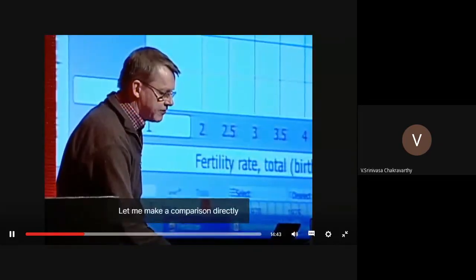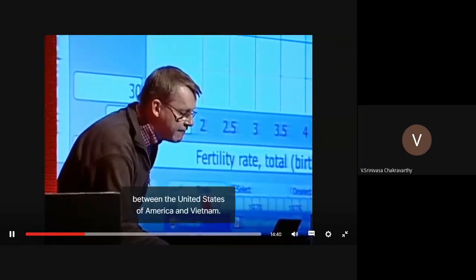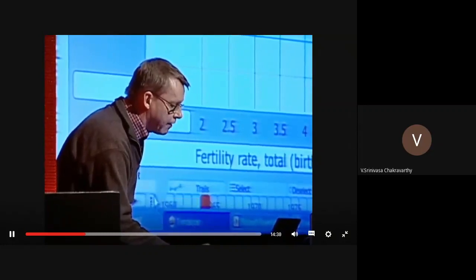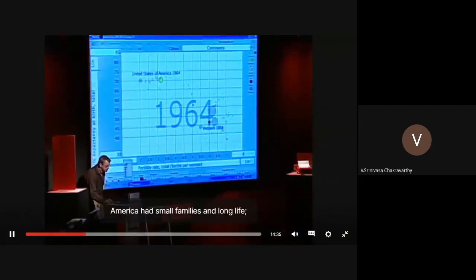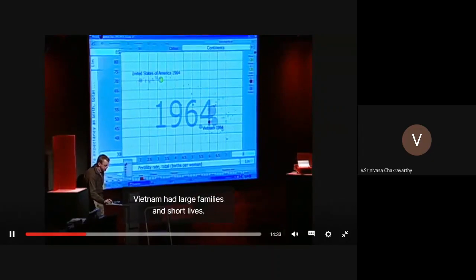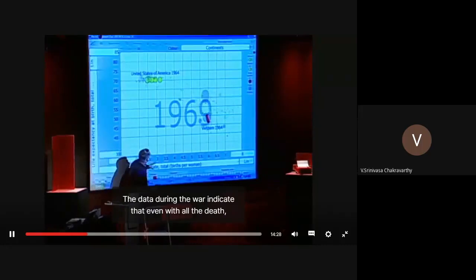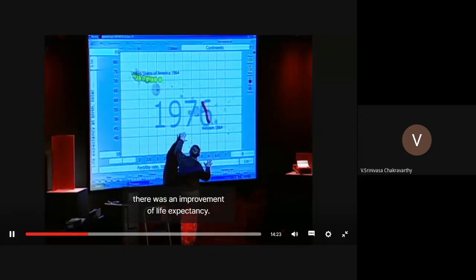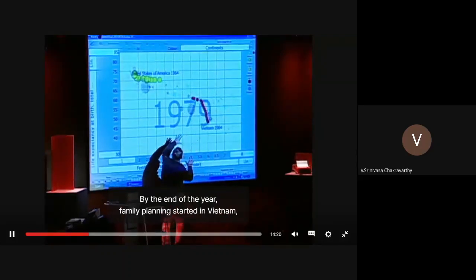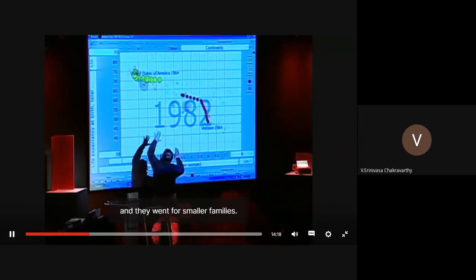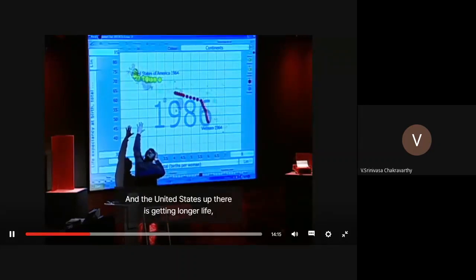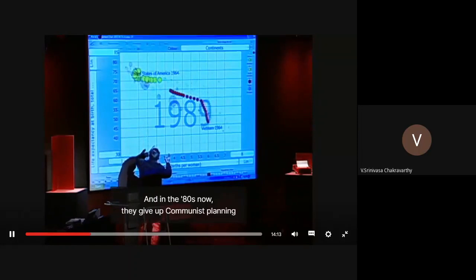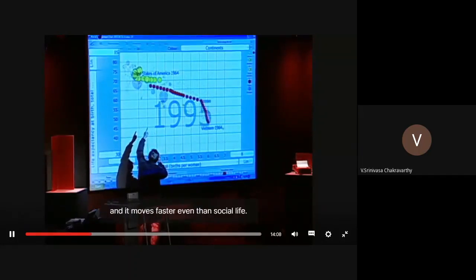Let me make a comparison directly between United States of America and Vietnam. 1964. America had small families and long life. Vietnam had large families and short lives. And this is what happens. The data during the war indicate that even with all the death, there was an improvement of life expectancy. By the end of the war, the family planning started in Vietnam, and they went for smaller families, and the United States up there is getting longer life, keeping family size, and in the 80s now, they give up communist planning and they go for market economy, and it moves faster even than social life.